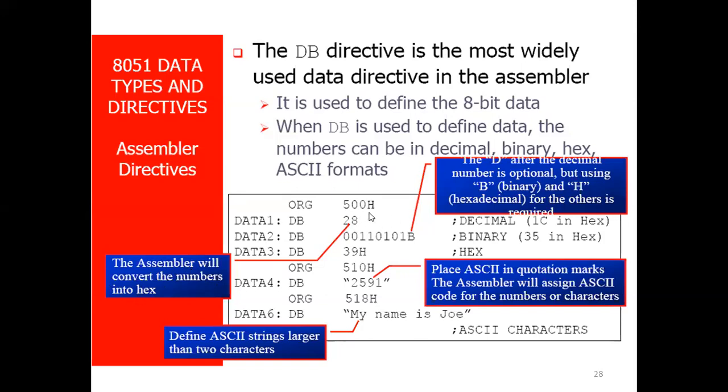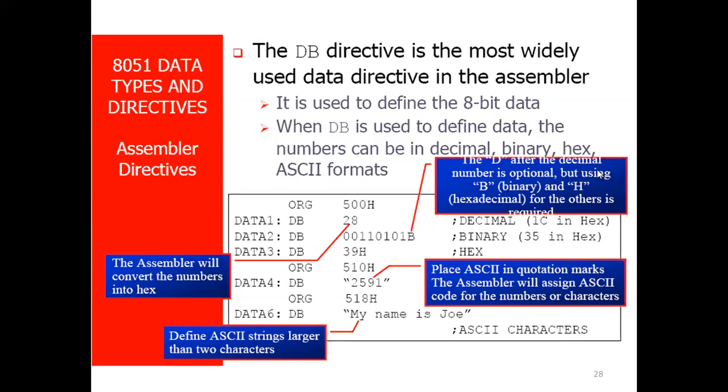If H is written, it means this is hexadecimal. If B is written, this is a binary number. And if a double quote is there, it means place ASCII in quotation marks, and the assembler will assign the ASCII code for the number or characters. These are treated as ASCII characters. "My name is Joe" is also ASCII characters. Whatever we have written in double quotes will be ASCII characters.